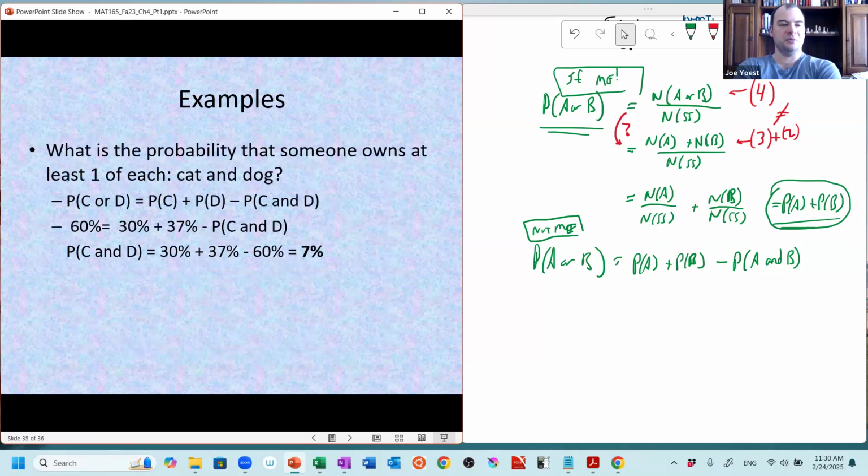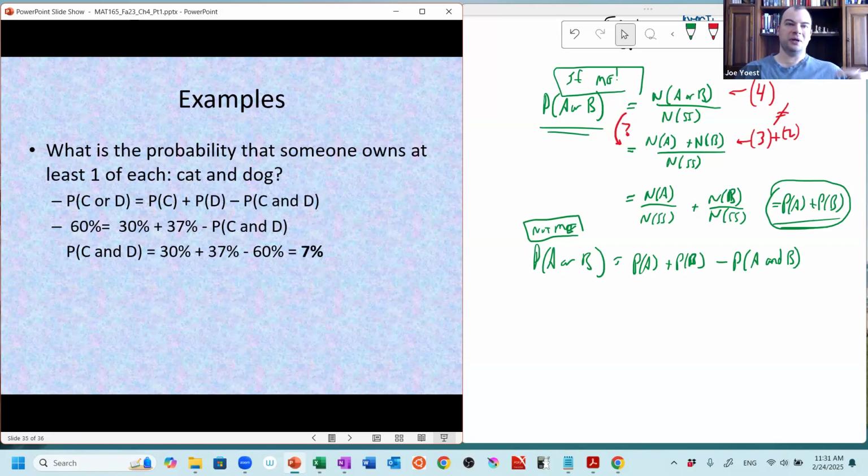So what's the probability that someone owns at least one of each, cat and dog? Well, probability of cat or dog is probability of cat plus probability of dog minus probability of cat and dog, from the addition rule for not mutually exclusive events. Well, probability of only a cat or dog was 60%, probability of cat 30, probability of dogs 37%. We can rearrange things and see algebraically this matches our gut intuition. There's a 7% chance that a household owns both a cat and a dog.